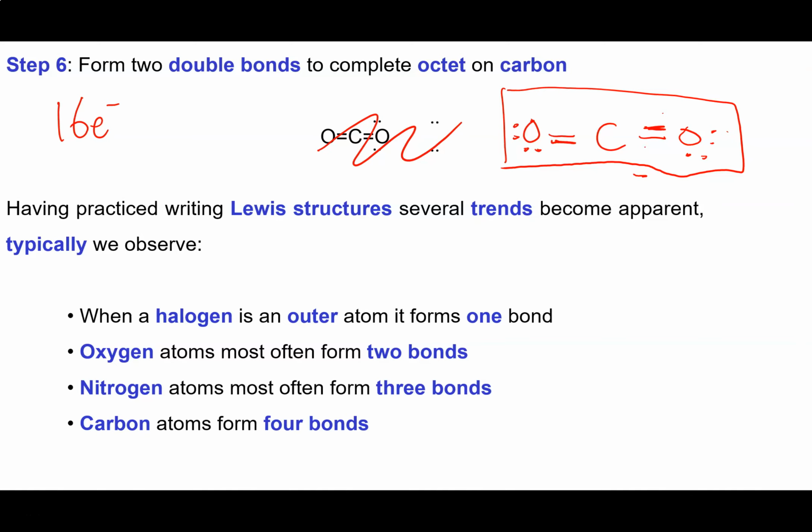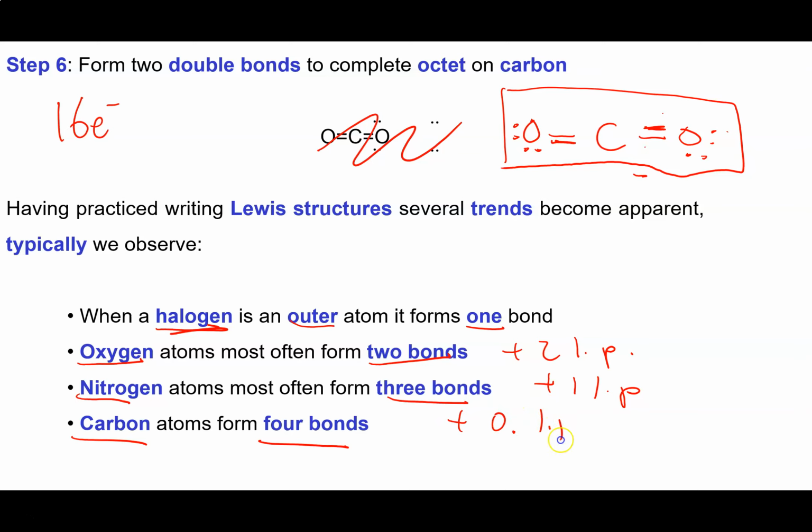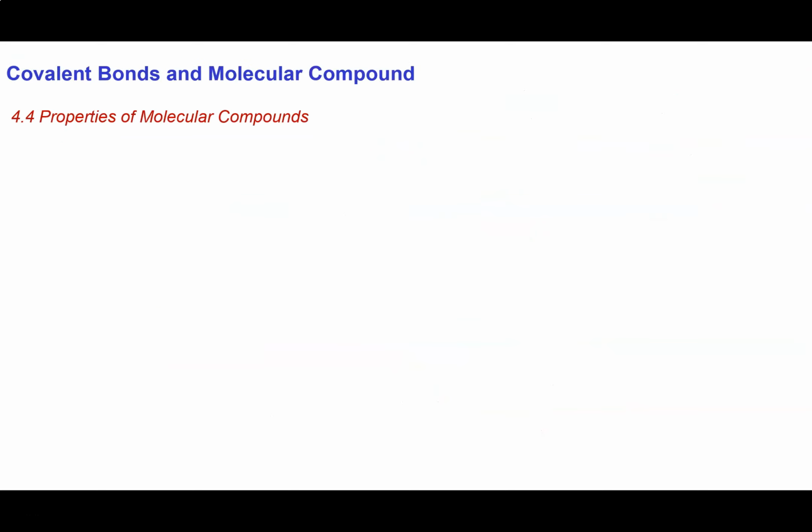So typically what we'll see are a few patterns. When a group 7A element or a halogen is on the outside, it forms 1 bond. Oxygen atoms most commonly form 2 bonds and 2 lone pairs. Nitrogen atoms most commonly form 3 bonds and 1 lone pair. And carbon atoms most commonly form 4 bonds and 0 lone pairs. Now these are not hard and fast rules, they're kind of general trends. You'll see exceptions to them all the time.